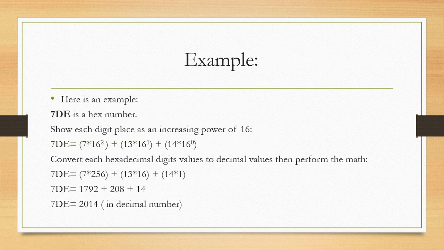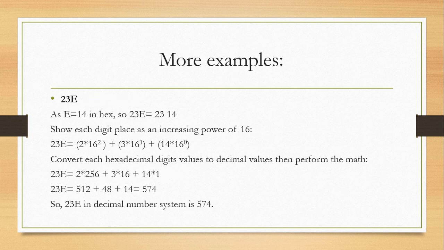Here is an example. 7DE, show each digit place as in the power of 16, so we have to just multiply each digit with 16 and the power of location of that digit, and sum them all, and then we get at the end 2014. This is in the decimal system. Other example is 23E, as E is equal to 14. So 23E to 14, and exactly the same procedure carries on.